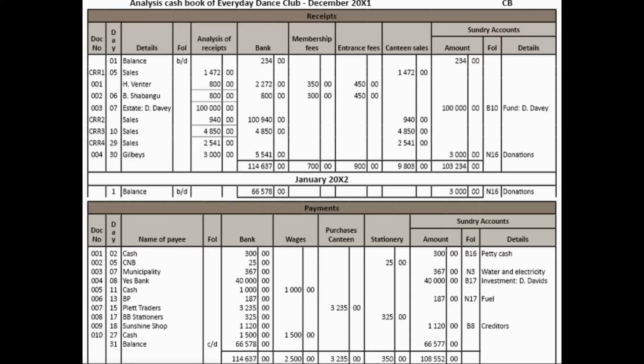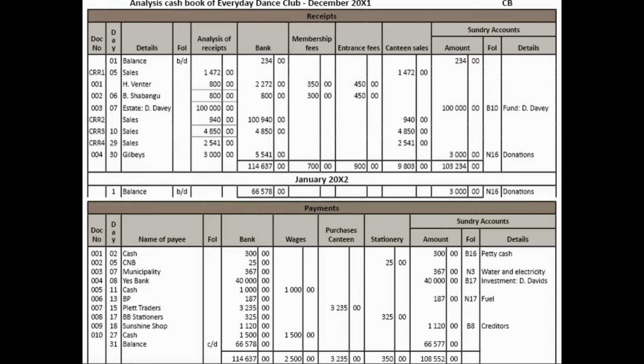All right. And then we post from the sundry accounts column, there was no petty cash account. So you're going to open a petty cash account in the balance sheet section, and on the debit side, you'll just write bank, 300, and the day is the 2nd. It's not a total that you post, so you can enter that exact date. It was on the 2nd.